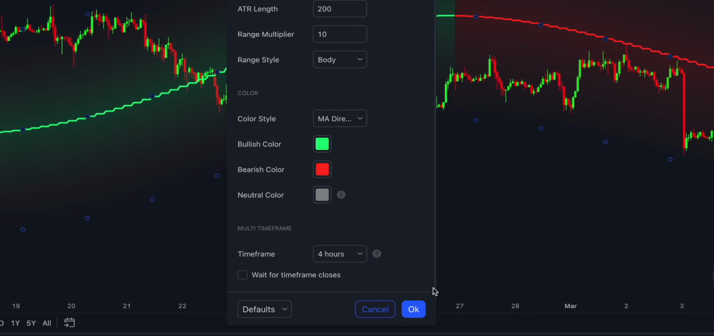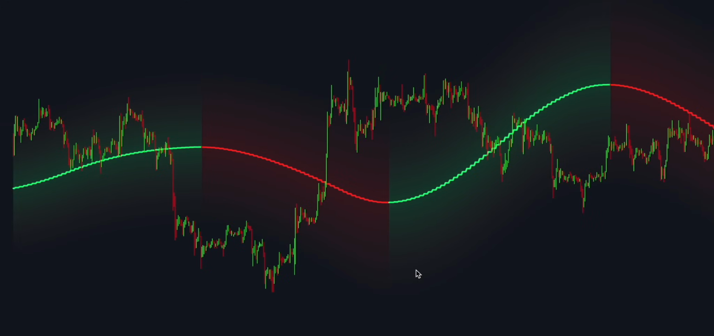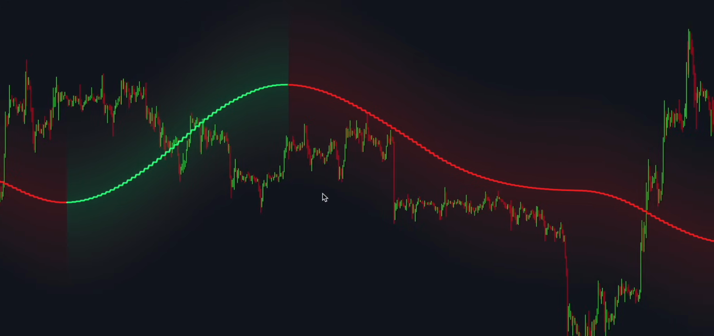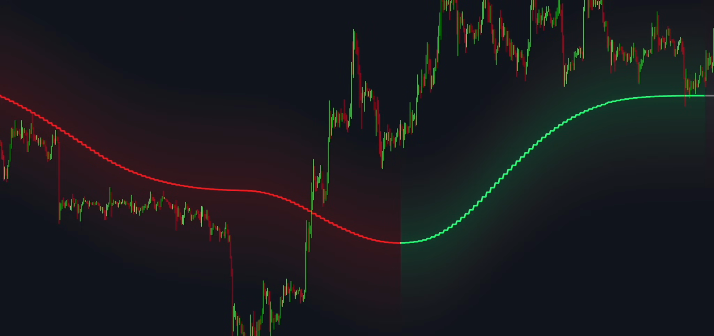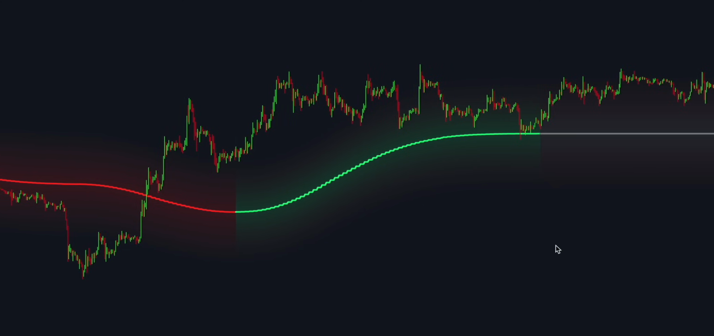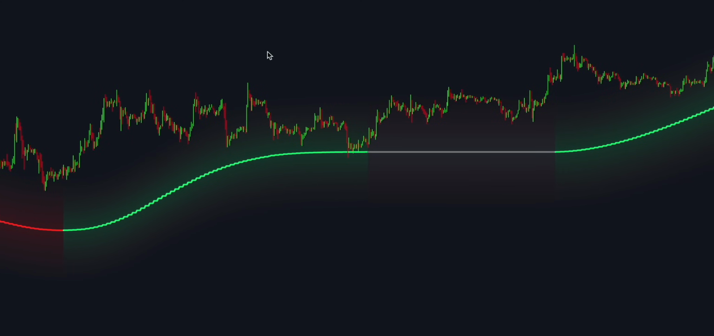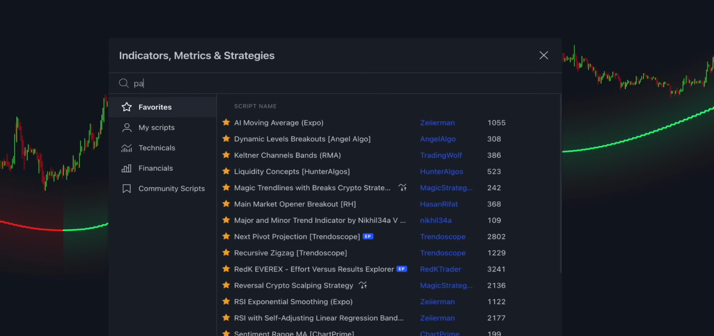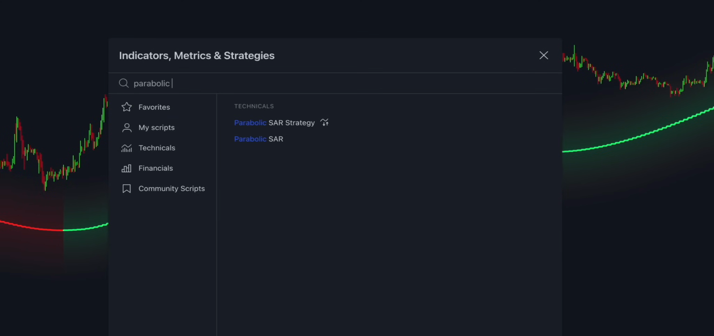Now we know how this indicator functions. Let's build a profitable trading strategy around it. For this strategy, we will need to apply 2 more indicators to the chart. So open the indicators and search for Parabolic SAR with Algorithm and Alerts by Lonesome the Blue.